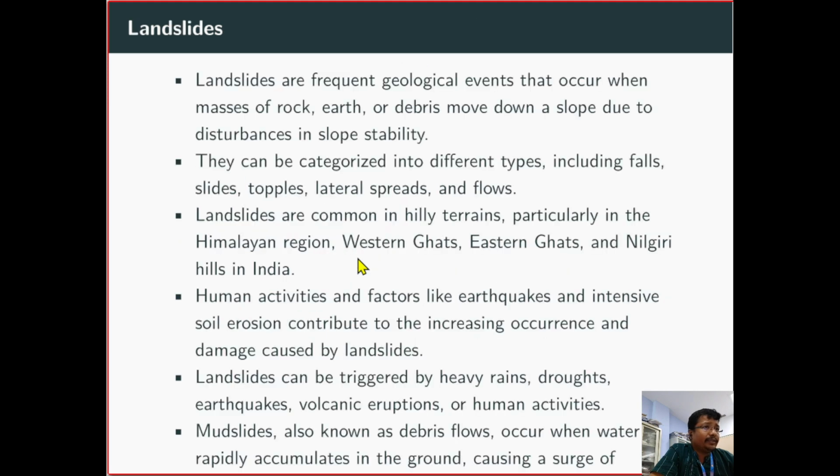Now let's move to the next disaster, that is landslide. Okay. Now what is a landslide? What do you understand by landslide? Landslide. Anyone from the audience? Ankita, Prabir Kishore, could you please unmute your mic and say a few words? What is a landslide?